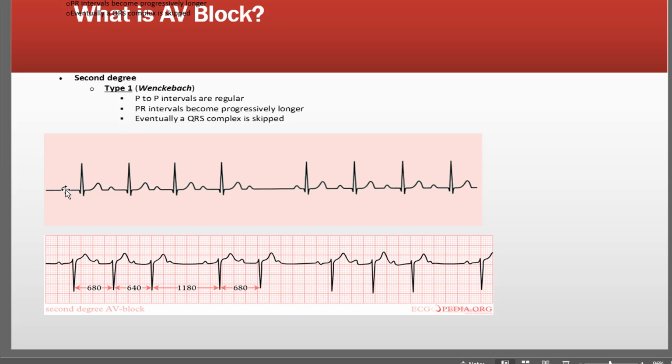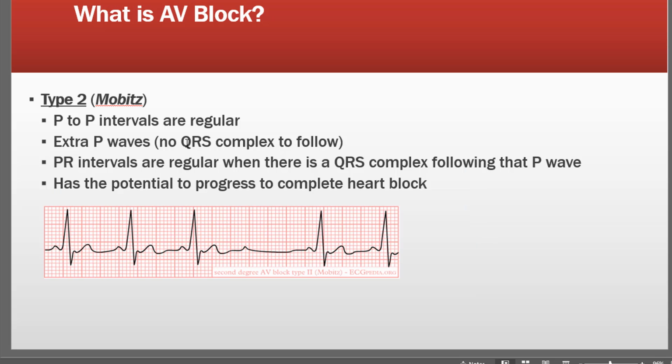Okay, Wenckebach block. You see we have a P, QRST, P, QRST, P, QRST, P, QRST, a P with nothing, and then it starts over again. You'll see the PR intervals from here to here get increasingly longer, right? Longer and longer and longer until it completely winks out or away. So you'll see the QRS is skipped here. Mobitz, you have regular P to Ps, and again you see an extra P wave that doesn't have a QRS.